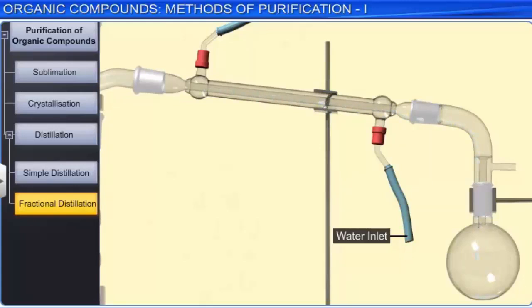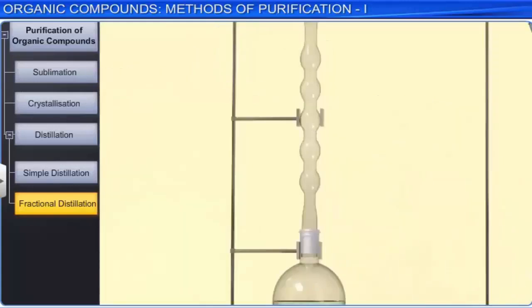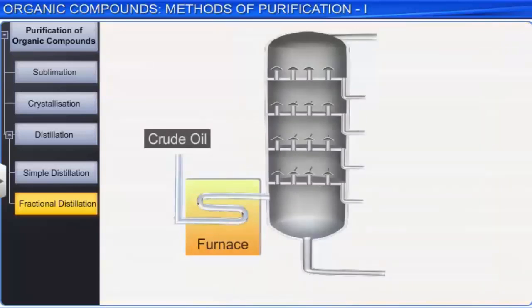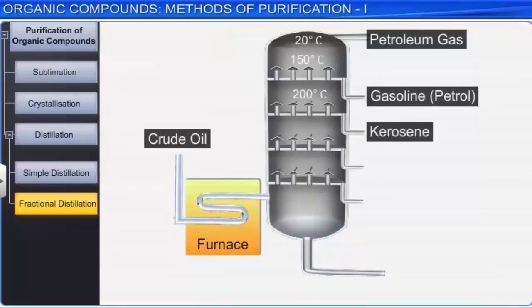Each successive condensation and vaporization unit in the fractionating column is called a theoretical plate. The technique of fractional distillation is used in the separation of different fractions of crude oil in the petroleum industry.